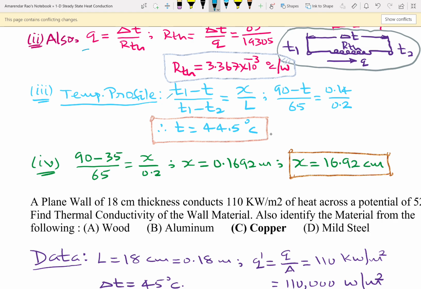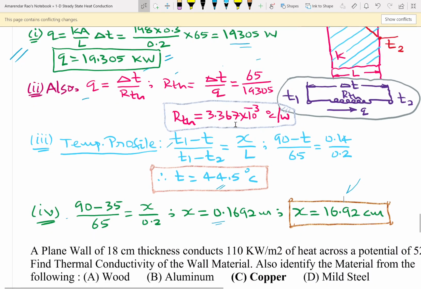Now x is given as 14 centimeters, 0.14 meters. Then if we substitute this data over here, we get the temperature at x equal to 14 centimeters as 44.5 degrees centigrade. And you would like to know the position where temperature is 35 degrees centigrade. So here (90 minus 35) by 65 is equal to x by 0.2. x comes out to be 0.1692 meters, and if you multiply by 100, 16.92 centimeters. So at x equal to 16.92 centimeters, you are going to get this temperature of 35 degrees centigrade. So this is a general problem involving all the calculations.